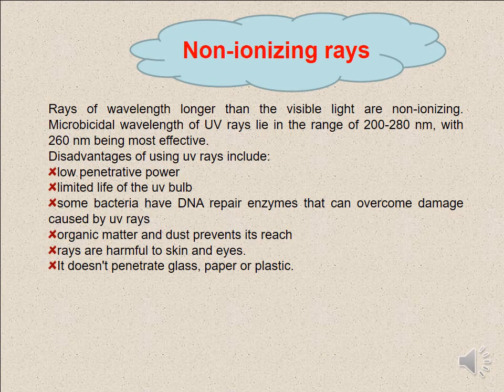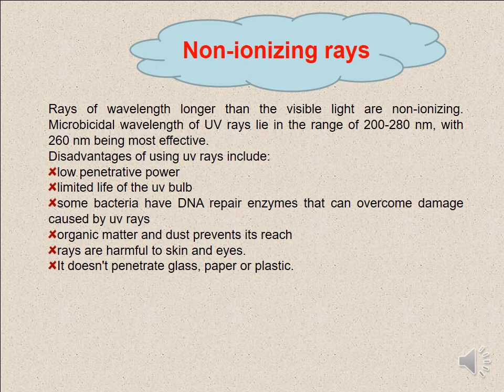Non-ionizing radiation means rays of wavelength longer than visible light. The microbicidal wavelength of ultraviolet rays lies in the range of 200 to 280 nanometers, with 260 nanometers being most effective. The disadvantages of using ultraviolet rays include low penetrative power and limited life of the ultraviolet bulb. Some bacteria have DNA repair enzymes that can overcome damage caused by ultraviolet rays.